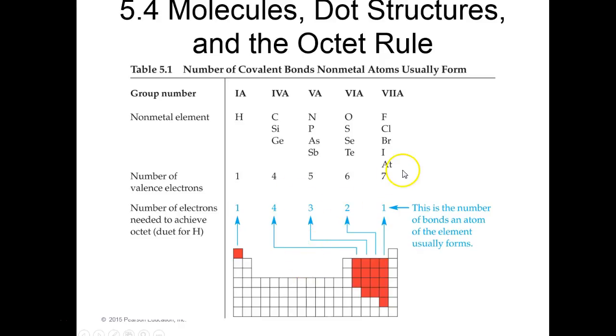So here's another picture of how this works. The number of covalent bonds nonmetals usually form. So hydrogen has 1 valence electron, and it needs 1 to achieve the octet rule. It's a duet for hydrogen. These guys have 4. Okay, this is the number of bonds an atom of the element usually forms, 4. Group 5 forms 3, group 6, 2, and group 7, 1. Those are the number of electrons needed to achieve octet in those groups.